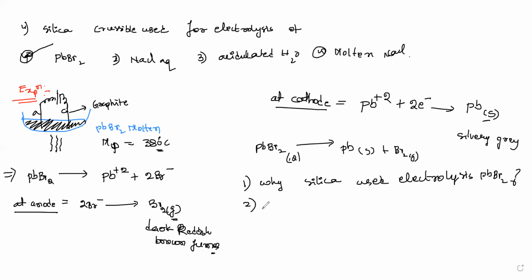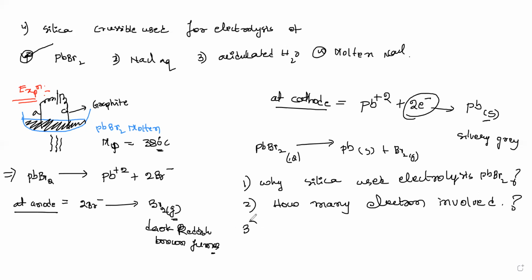The next one: how many electrons are involved in the process? We know that here 2 electrons are involved in this one. Then, the color of the gas liberated at the anode. That is also one question.